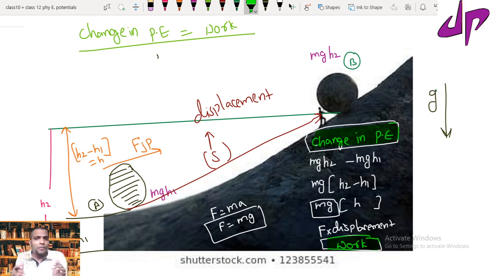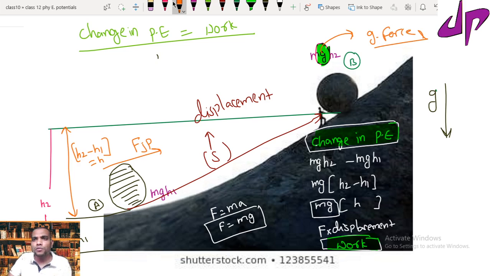Whatever work I did in this case is stored at point B in the form of potential energy. That's the meaning of that. If we do work, that work is stored in that object at that position. It only happens because of g, the acceleration due to gravity, which is the gravitational force.